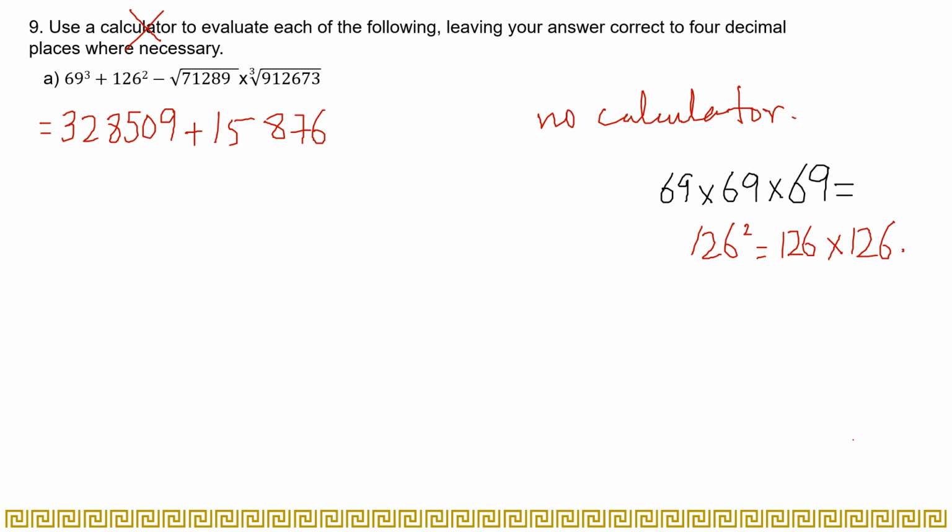Now these two were easy because you just have to multiply the numbers that are already given to you. Now let's come to the root part, how we are gonna solve the roots. And the roots are quite bigger numbers, right?